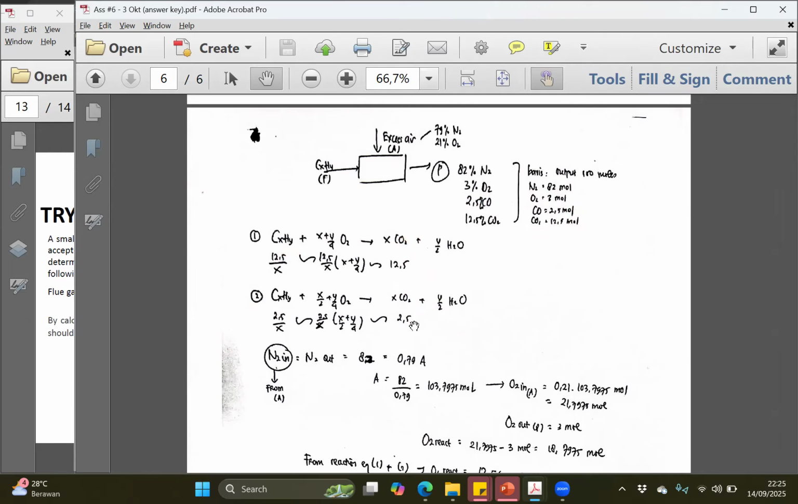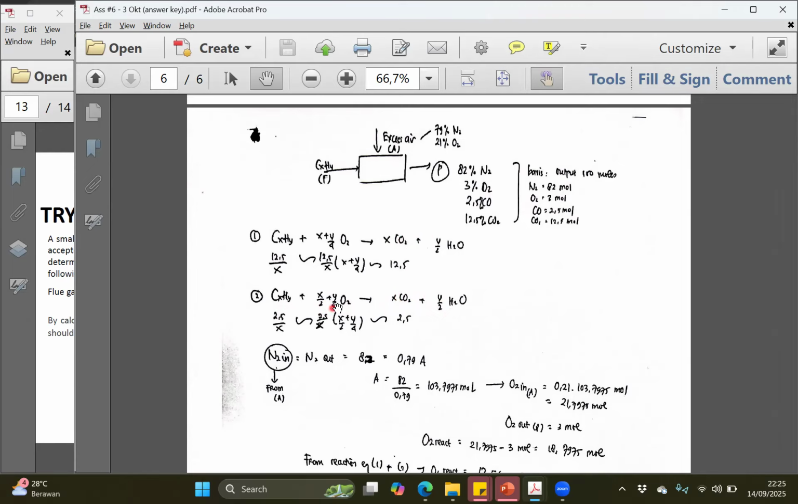I'm so sorry, I have to check. CxHy. Oh, I made a mistake here. Wait, let me recheck. It should be x over 2, y over 4. So this one is for the incomplete combustion, so there is no 2 here. This one is CO2, and this one is CO.